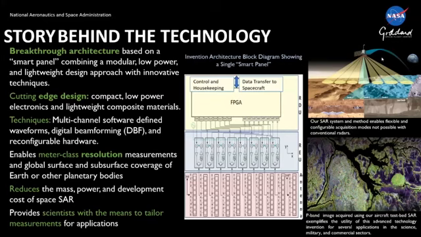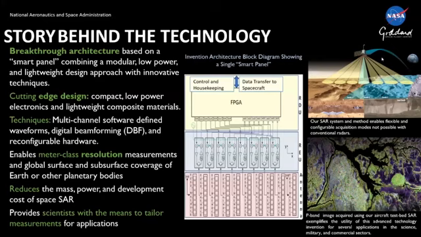So the smart panel is illustrated here in this center panel. You can just see that this is all on one panel, and it's got all the antenna and all the electronics and the controlling and housekeeping software, as well as the data ports which go to storage on the spacecraft itself.